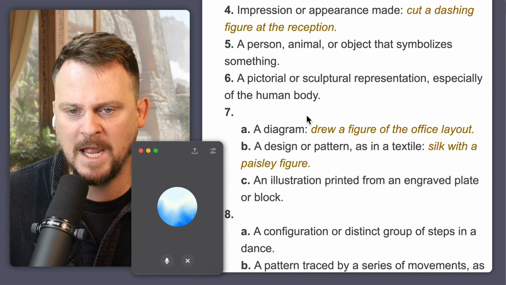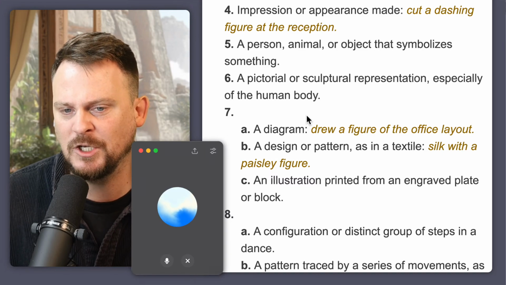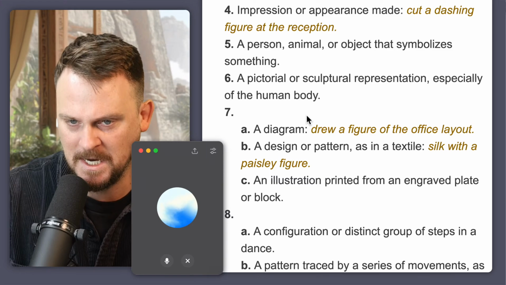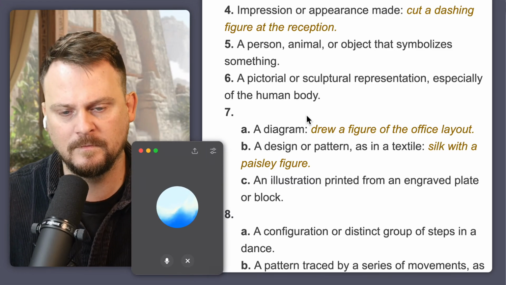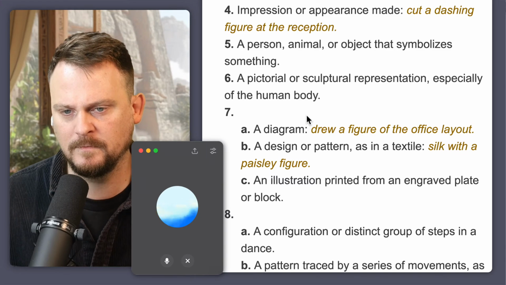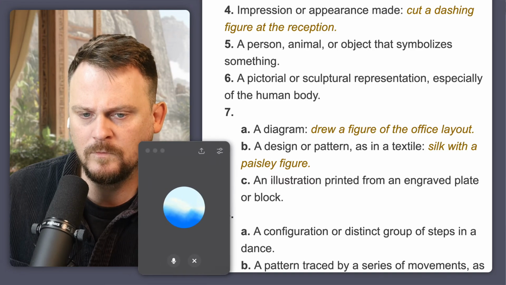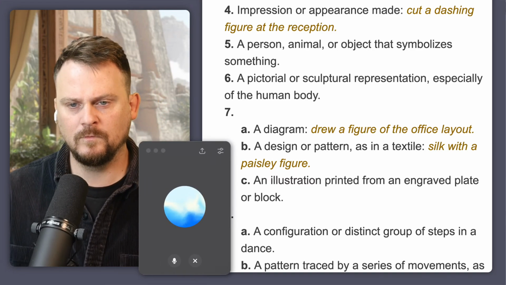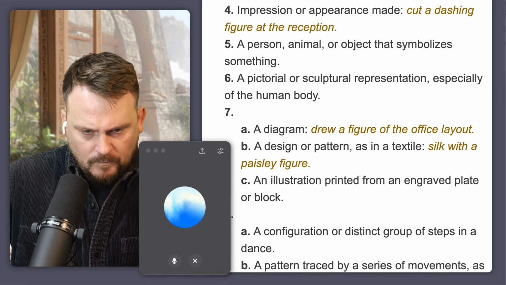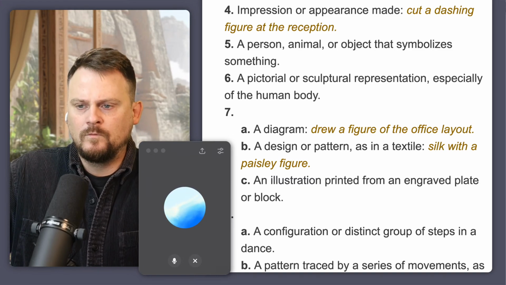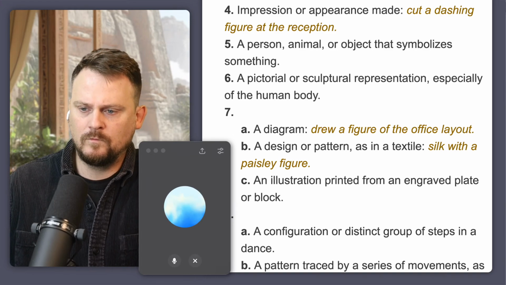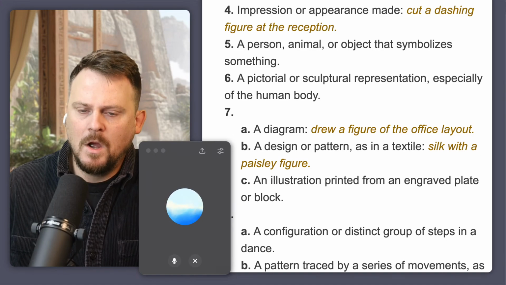So the first one is a pictorial or sculptural representation, especially of the human body. Sure. When figure refers to a pictorial or sculptural representation, it means an image or statue of a human body. Here's a simple explanation and example. A figure, in this sense, is a visual or three-dimensional depiction of a person, often found in art like paintings or sculptures. Example: the museum displayed a stunning marble figure of a Greek goddess, showcasing intricate details of the human form. Okay.